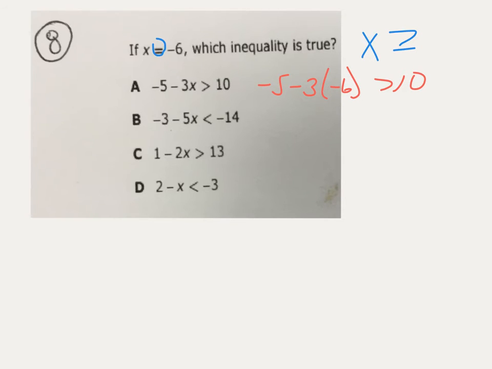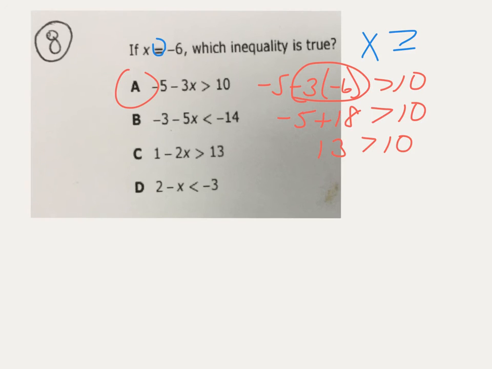Now you note according to PEMDAS you have to multiply first. So that's -5. A negative times a negative gets you a positive 18. And just copy the greater than 10. When you solve this, it's just 18 minus 5. So that's 13, which is greater than 10. And you know that is a solution.